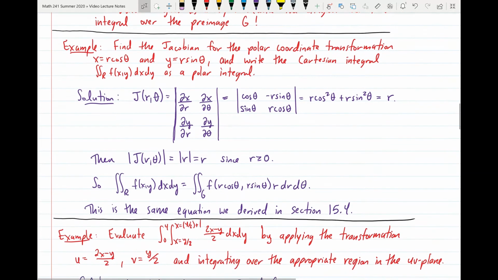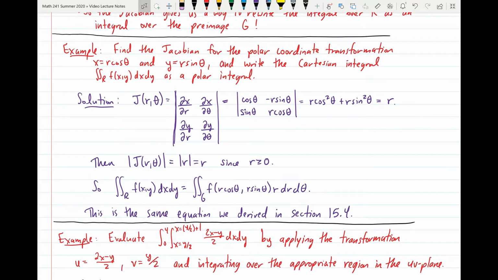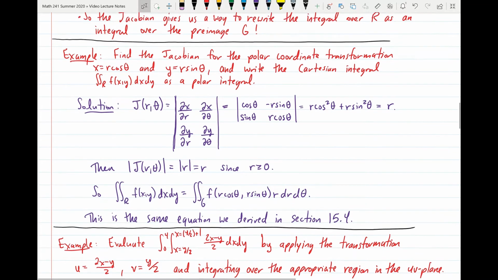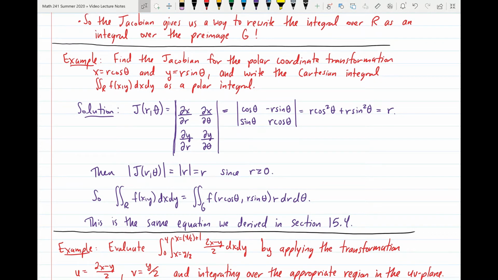Okay, so we want to find the Jacobian for the polar coordinate transformation x equals r cosine theta and y equals r sine theta, and write the Cartesian integral, the integral of f of x y over the region R, as a polar integral. Okay, so let's start out by finding the Jacobian of the transformation first. So again, the Jacobian is going to be the 2 by 2 matrix where we have partial x with respect to r, partial x with respect to theta, and then partial y with respect to r, and partial y with respect to theta as the different rows, respectively.